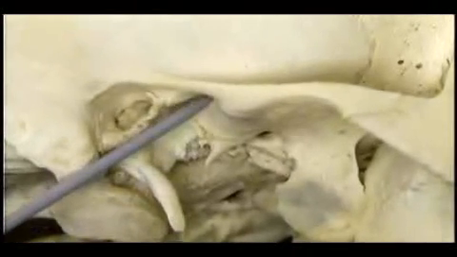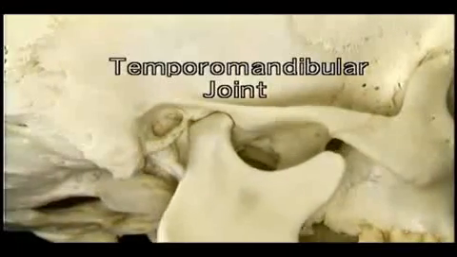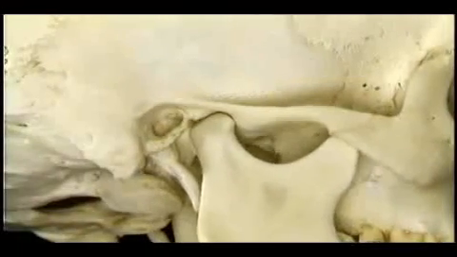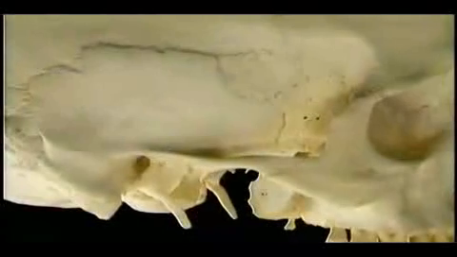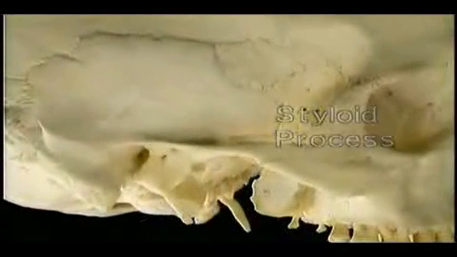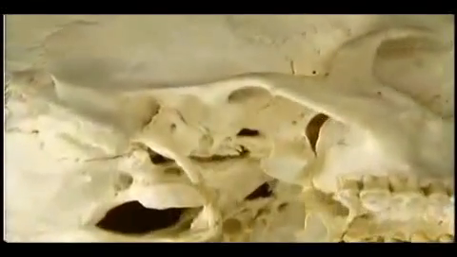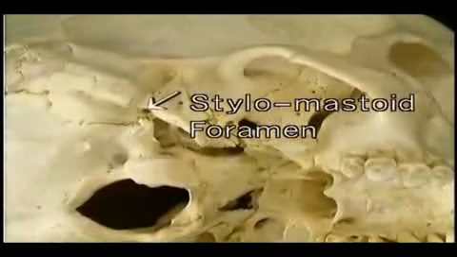Here on the underside of the root of the zygomatic arch, this complex curved surface articulates with the condyle of the mandible to form the temporomandibular joint. This is the external auditory meatus leading to the middle ear. This long, sharp projection is the styloid process. Just at the base of the styloid is the little stylomastoid foramen for the facial nerve.